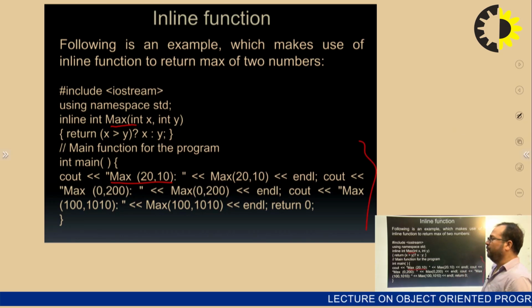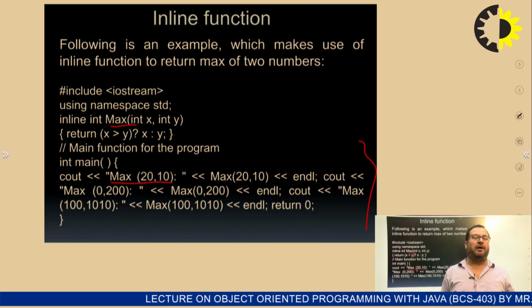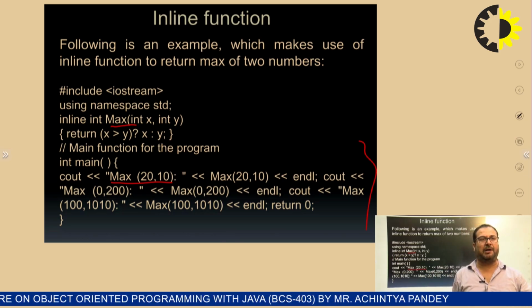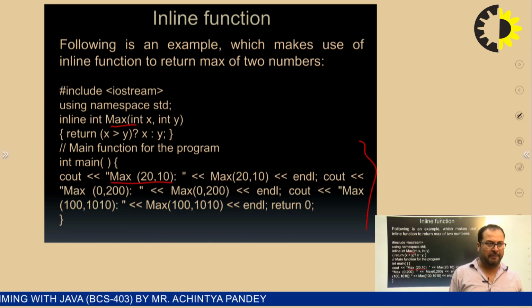So we can make a function inline, and this particular inline function reduces the cost of call, or reduces the overhead, which is found in a normal function.